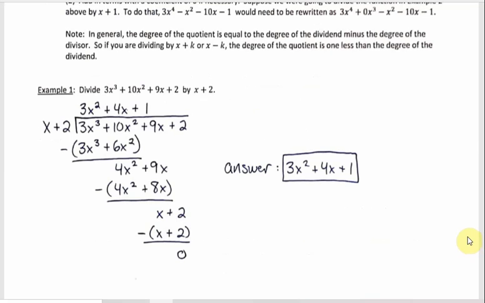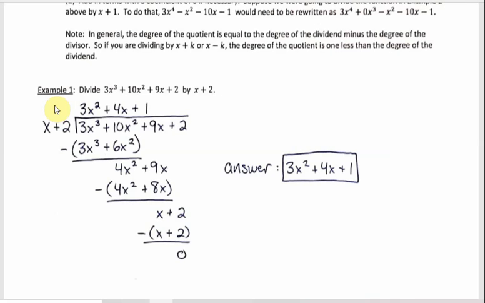First example, this is actually a thing that would be way easier if I had a real board to do this on, but I guess we'll do what we can here. So if we're going to divide 3x cubed plus 10x squared plus 9x plus 2 by x plus 2, there's our dividend, the 3x cubed plus 10x squared plus 9x plus 2, the divisor is x plus 2.